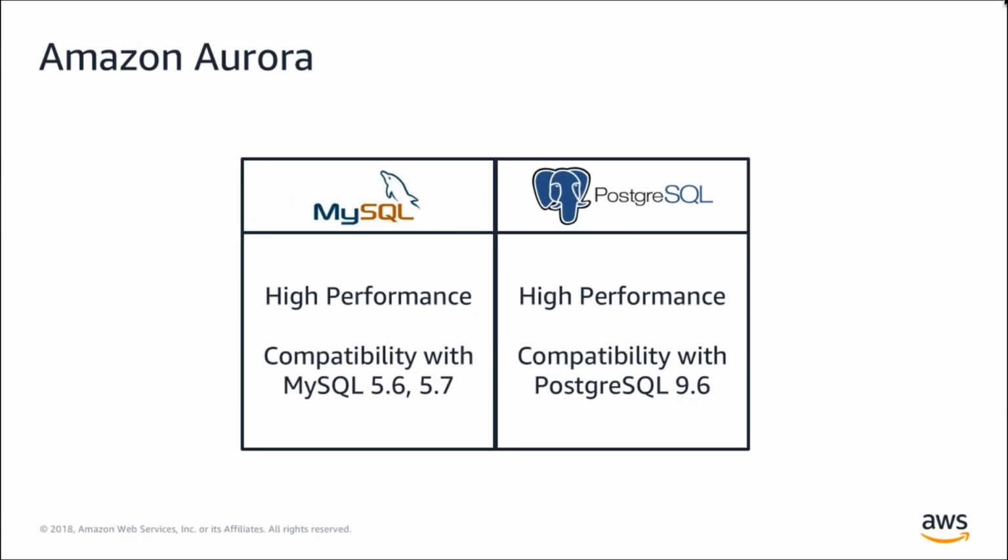Amazon Aurora has two compatibilities: one with MySQL, which is provided with the 5.6 or 5.7 version, and Amazon Aurora with Postgres compatibility, which is compatible with Postgres 9.6. We'll also be releasing Amazon Aurora with Postgres compatibility 10 soon.